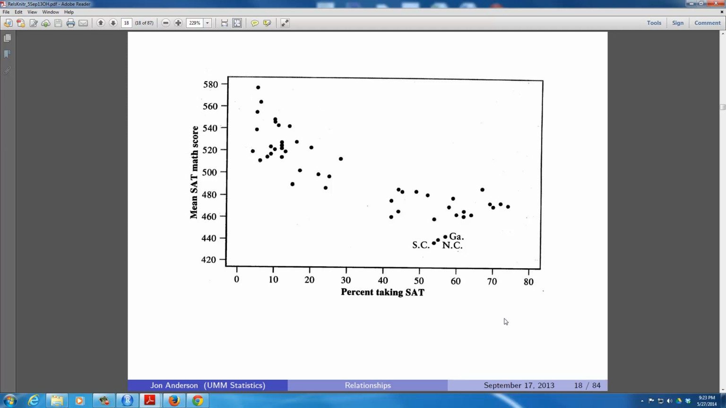This direction is a negative association. It is not linear. It looks like there's some pretty clear curved nonlinear pattern, and there is just a moderate amount of scatter. It's a pretty well-defined nonlinear pattern.